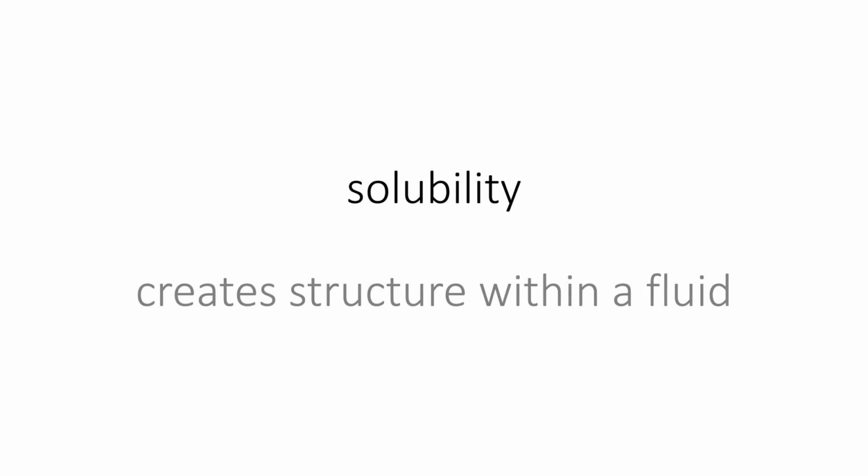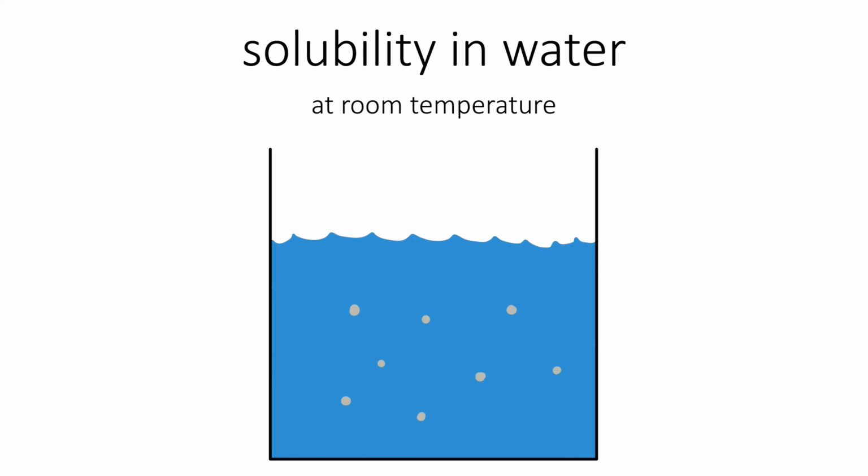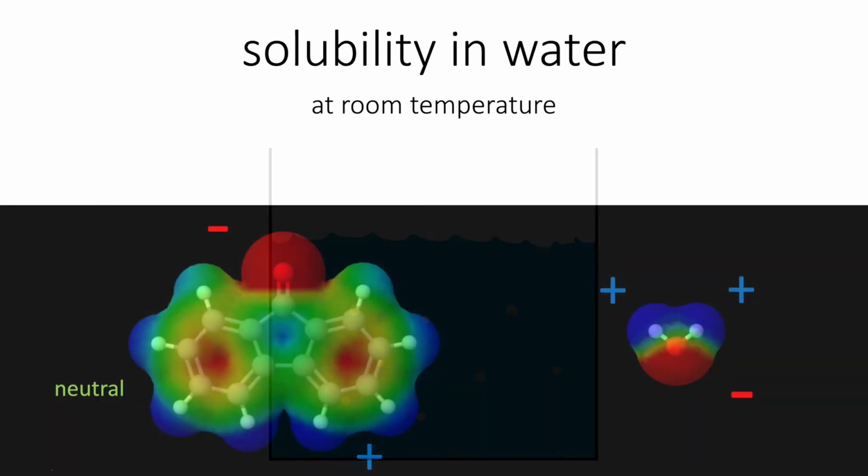Another important physical property is solubility. Solubility is significant because it creates structure within a fluid. You can imagine how important that is for living things, which are essentially made of structures in fluids. Let's think about the solubility of fluorenone in water at room temperature.